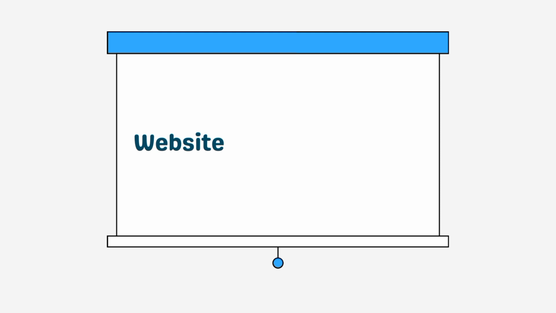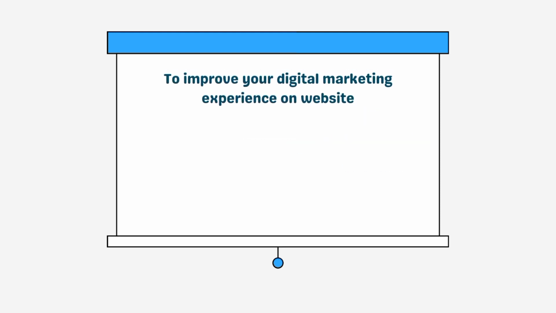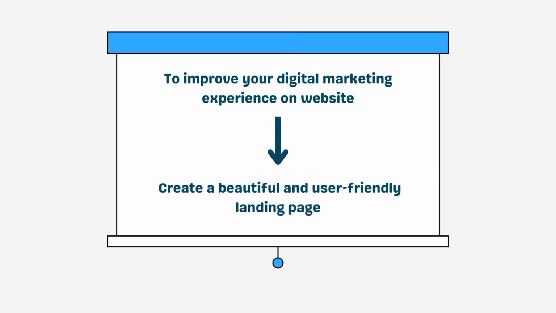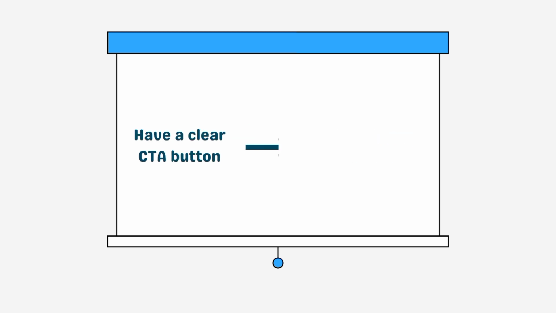Okay, I think that's all for today. Since it's quite a long explanation, let me summarize it for you. Website is one of digital marketing's channels. To improve your digital marketing experience on a website, you have to create a beautiful and user-friendly landing page. Regarding that, you should have a clear CTA button too, so that it will bring your visitors more than you imagine.